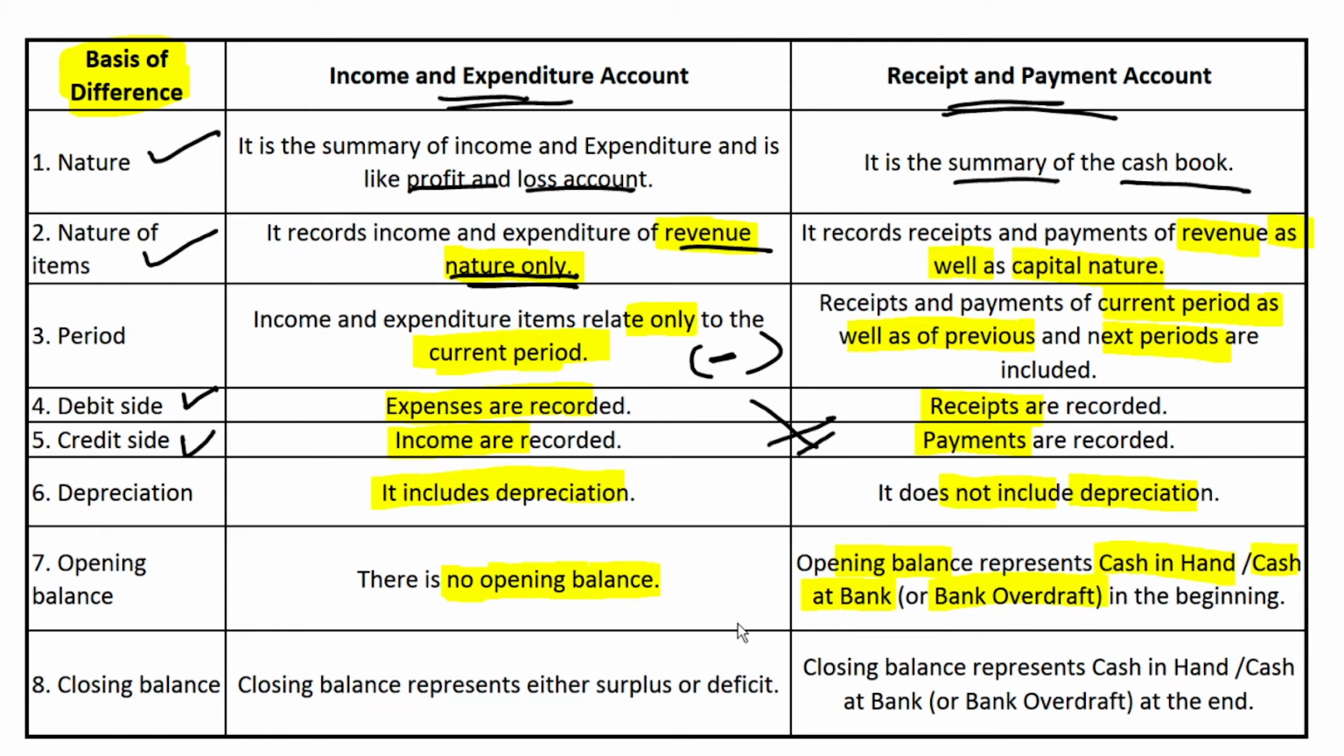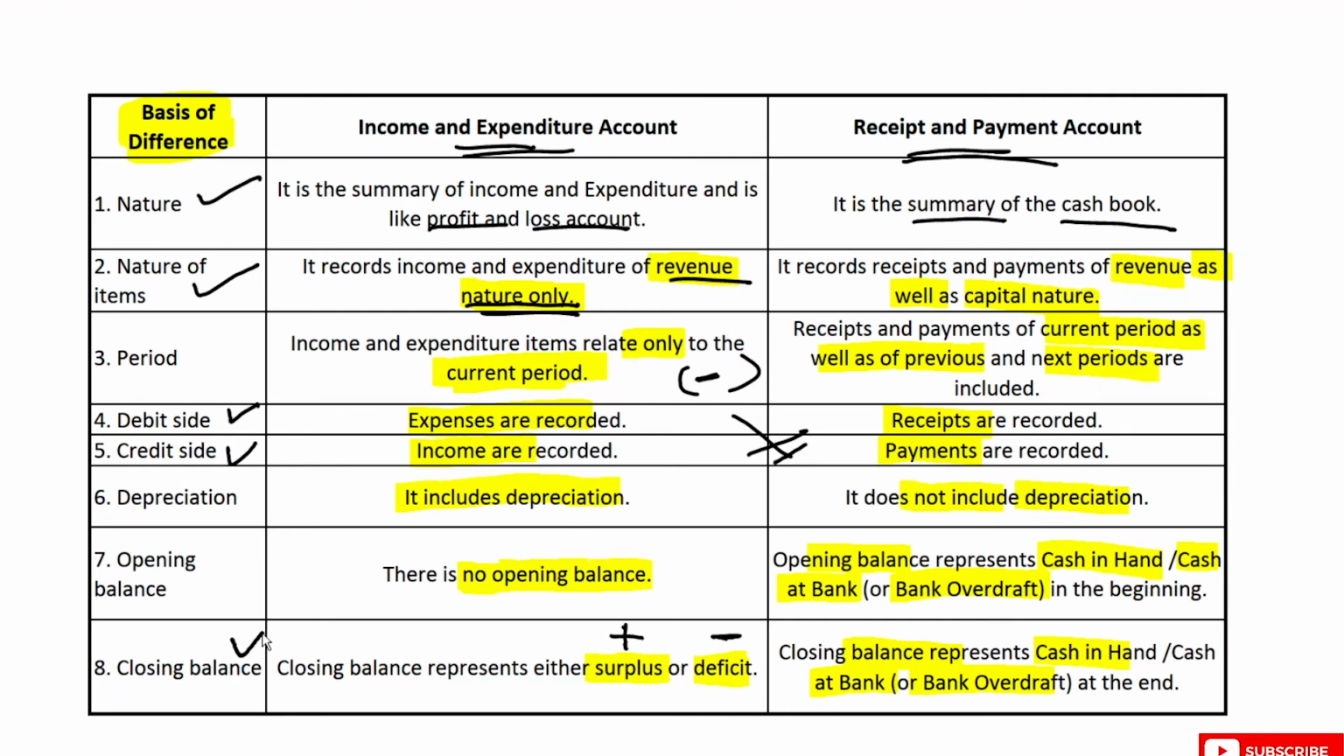Moving on to the next difference, that is closing balance. In income and expenditure account, closing balance will not be recorded, but it is represented in other terms. What are those terms? Surplus and deficit. Surplus is the excess amount, deficit is the short amount. But in receipts and payment account, when you close, you need to mention the closing balance, representing cash in hand, cash at bank or bank overdraft at the end.